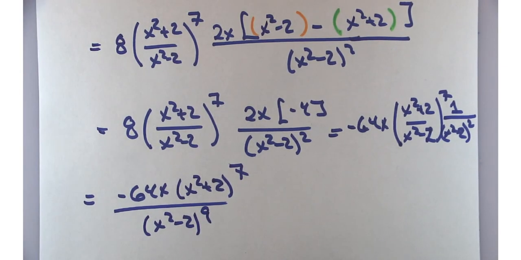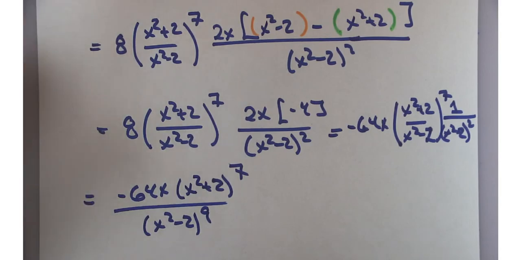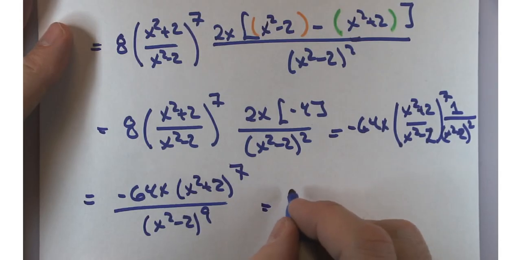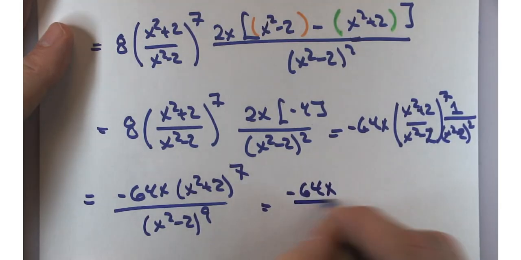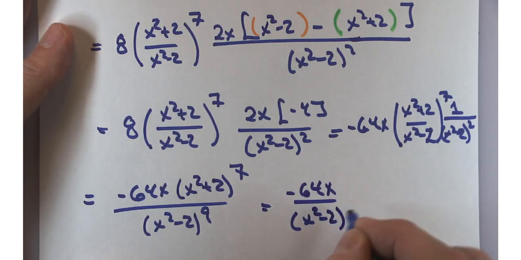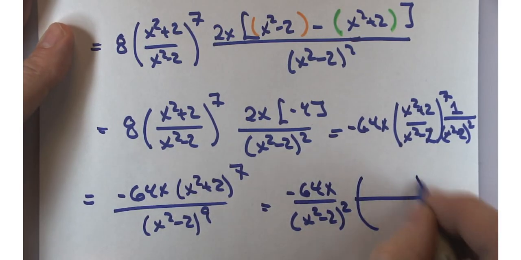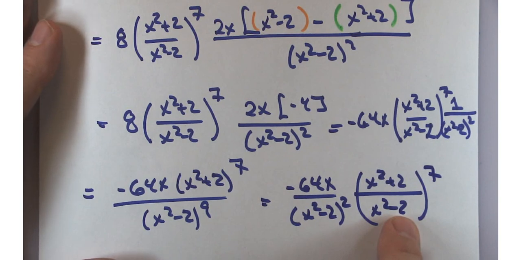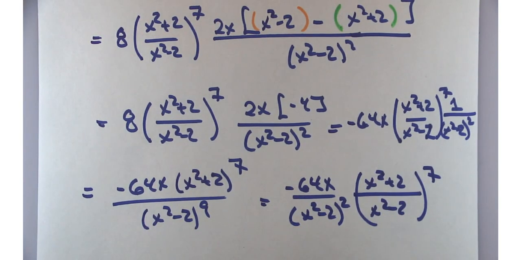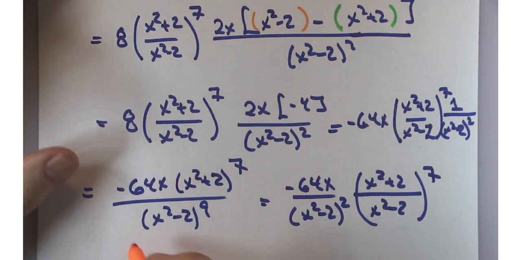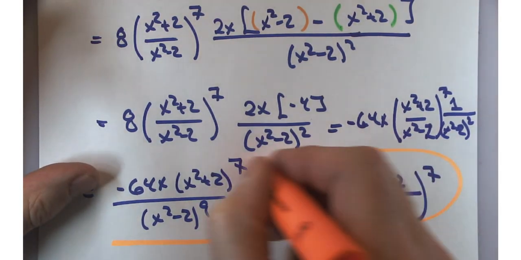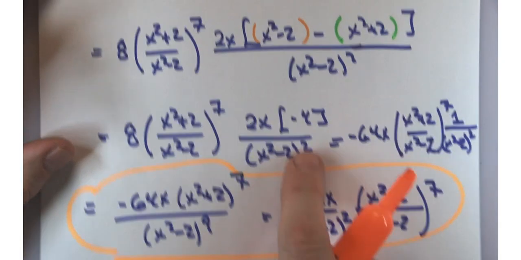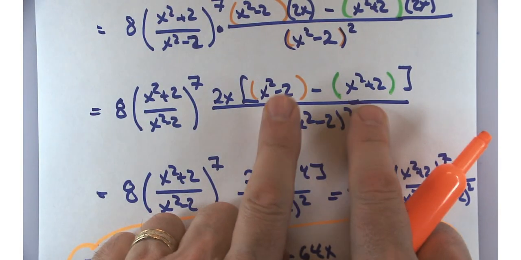I'm not sure I'm going to be that demanding in terms of cleaning things up. If you want to just write it as negative 64x over x squared minus 2 squared times x squared plus 2 over x squared minus 2 to the 7th, I'd be fine with that. I'm not going to ask you to split these things up and be too crazy about it. So either of these would be fine. Just clean it up a little bit. All right? Don't just give me a blob like this. I would expect that you would at least clean up this stuff in parentheses.